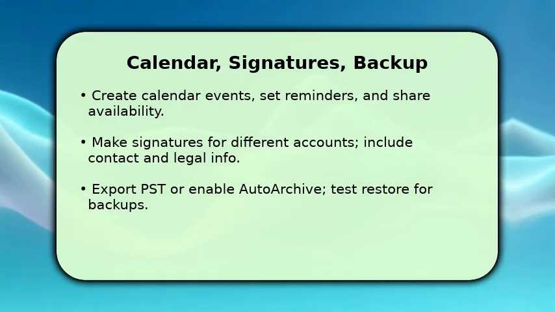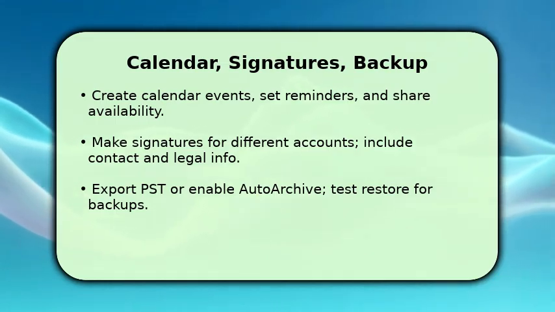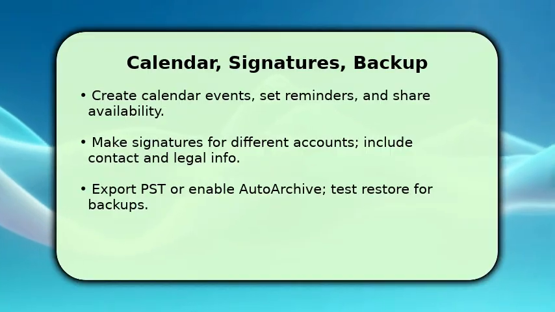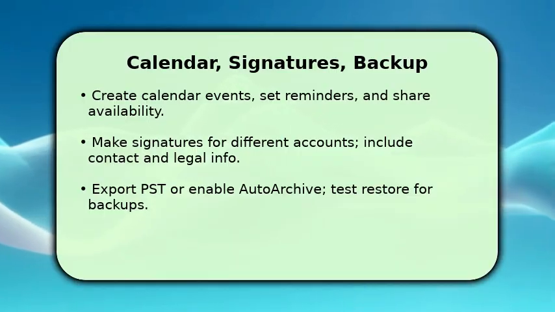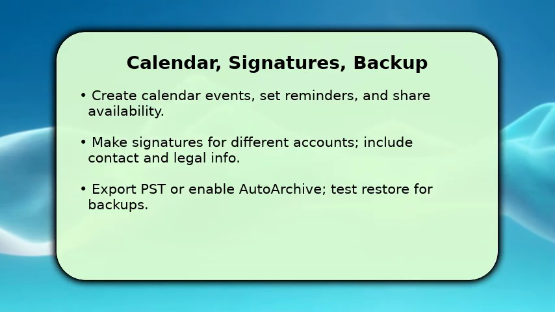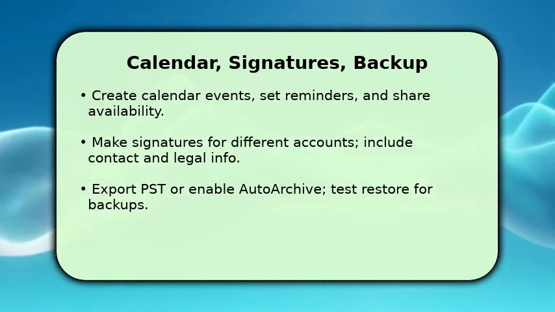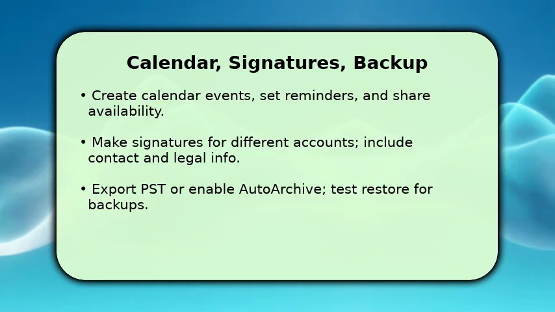Finally, set up backup by exporting a PST or enabling AutoArchive, and verify the file by testing a restore. Backups save you from accidental loss. If something goes wrong, check connectivity and cached credentials first. Re-enter passwords and restart Outlook before deeper troubleshooting.